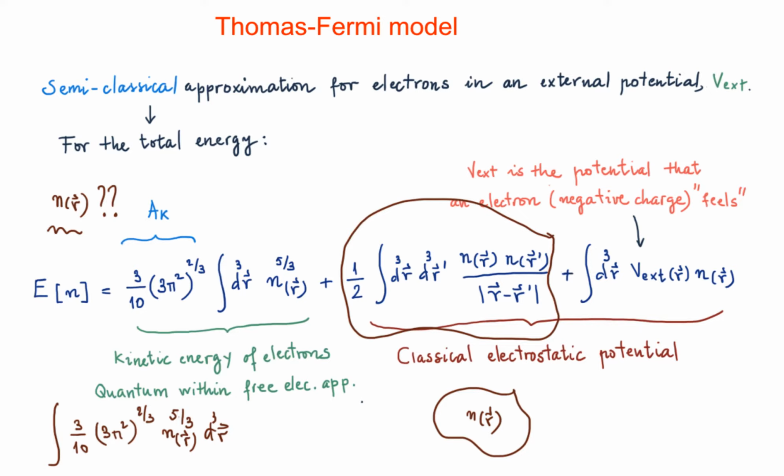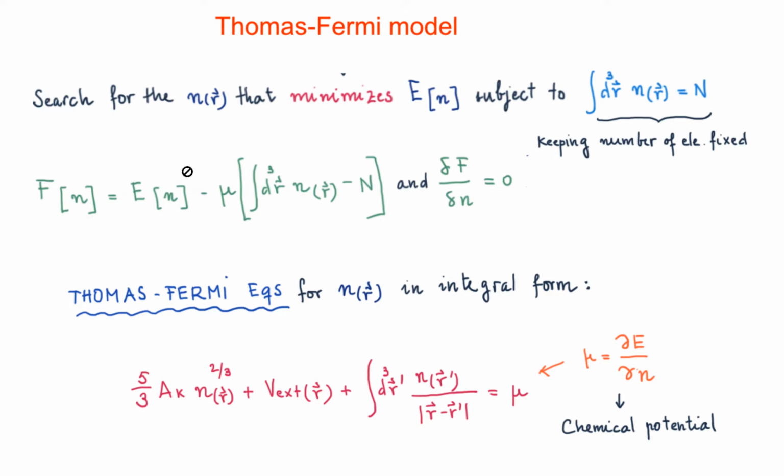So we know how to do that. We know that the energy the system is going to take is the one that minimizes the total energy of the system. So we have to search for the electronic density that minimizes the total energy, but this electronic density is subject to a constraint. The integration over the whole volume of the electronic density is equal to N, which is the number of electrons. And the number of electrons we are going to consider to be a fixed number.